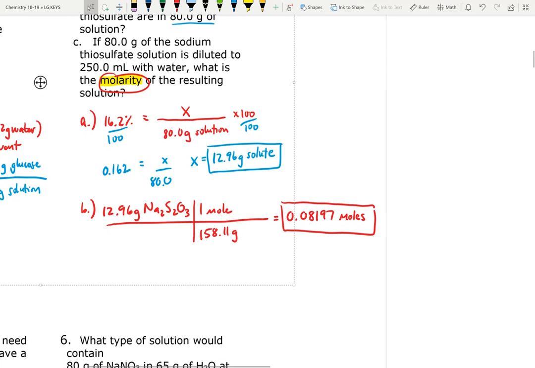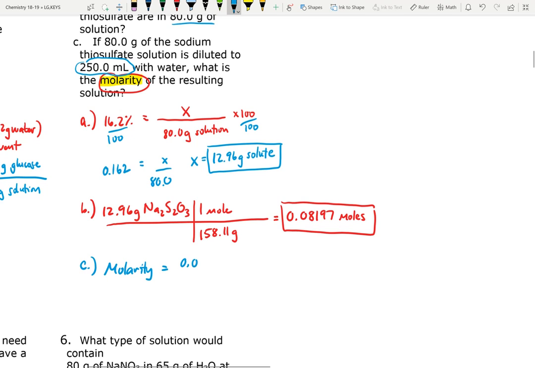Well, we've got moles, we just figured that out. And we've got a volume given to us here as 250 milliliters. That's going to be our volume, which we'll have to turn into liters then. But that's where we're going to go with this. So for molarity, that's moles over liters. And we've got moles, 0.08197 moles. And the solution's volume, it's not a whole liter now, it's 250 milliliters. So we're going to divide that by 1,000 to get liters, 0.2500 liters.